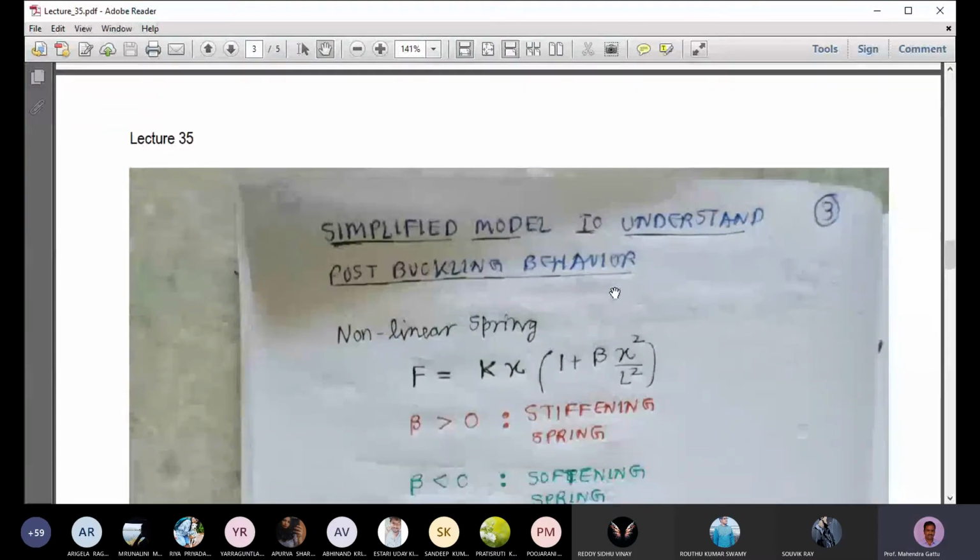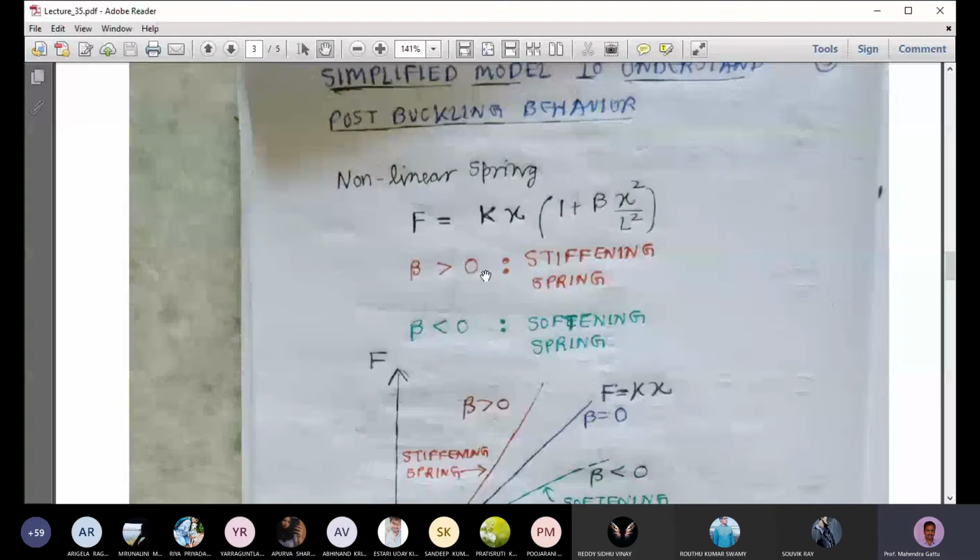The simplified model I will introduce uses a non-linear spring. Usually the spring constant K doesn't depend on x. So you will have 20 Newton per meter or 30 Newton per meter. It is a constant, and it does not depend on any other quantity. But in a non-linear spring, the spring constant depends on the actual deflection, the actual elongation or contraction of the spring. So it is dependent on x. K is not constant. K is a function of x in a non-linear spring.